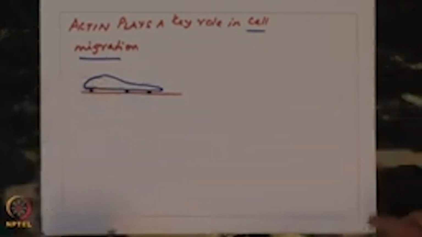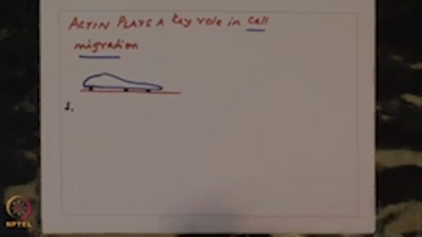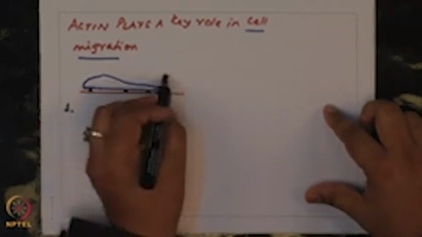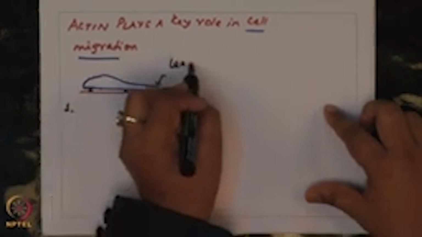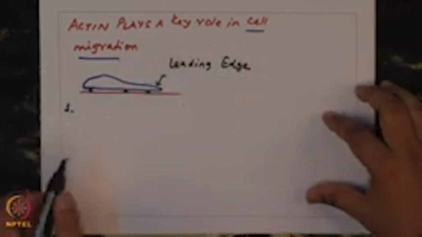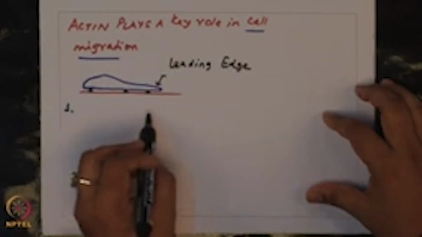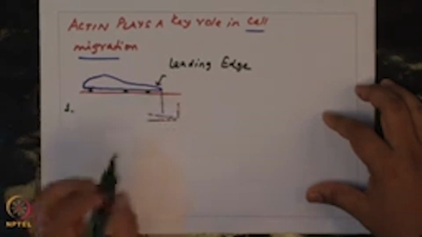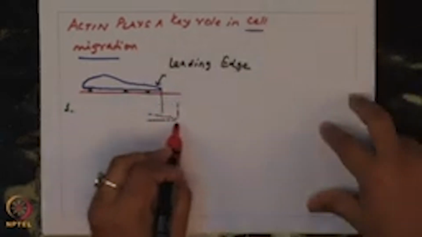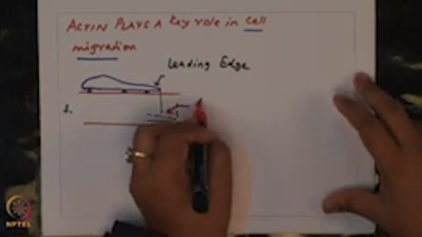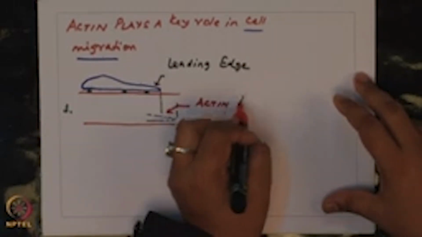As a first step, what you have is actin protrusion. So, at the leading edge of the cell, first thing which happens is you have elongation of the cell. So, this remains the substrate. I am not drawing the entire cell. You have actin protrusion.